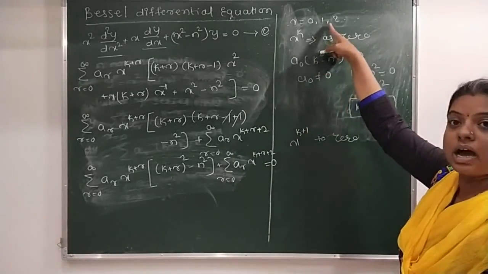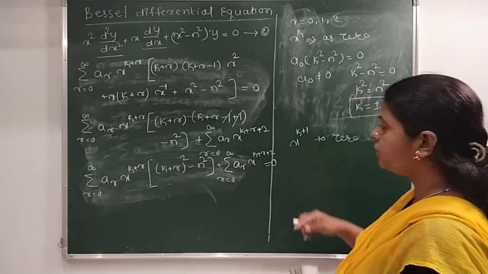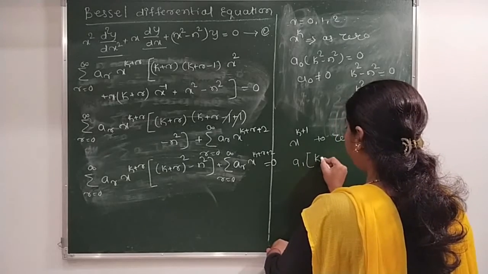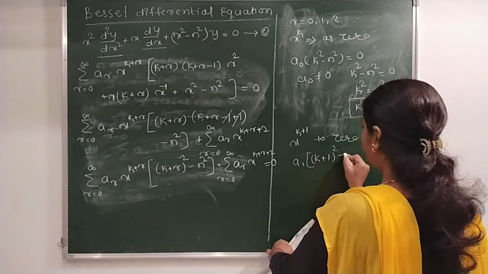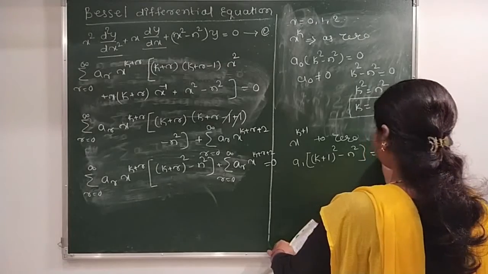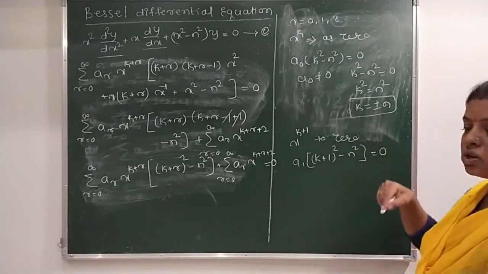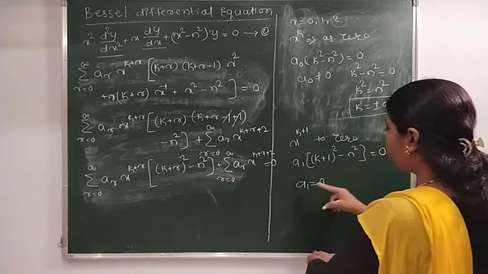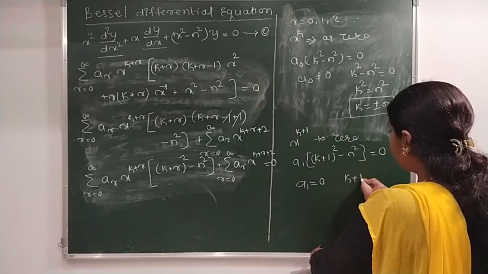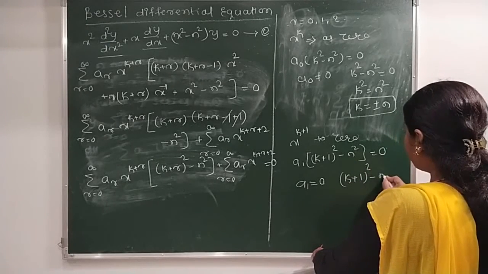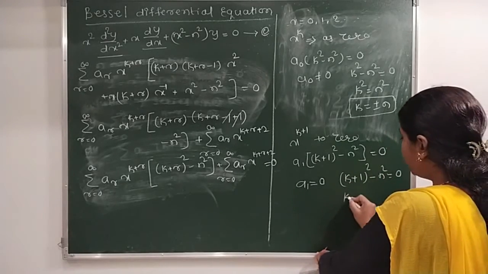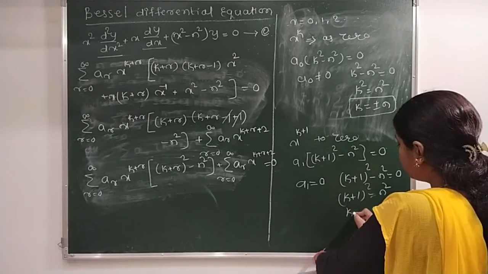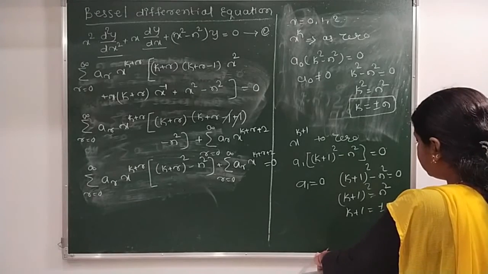Now we have to take r equal to 1. Comparing the coefficient with this term, the term becomes a1 times k plus 1 whole square minus n square is equal to 0. Here we made a naught not equal to 0. That's why here we have to make a1 equal to 0, because k plus 1 whole square minus n square becomes 0, means k plus 1 whole square is equal to n square. k plus 1 is equal to plus or minus n.